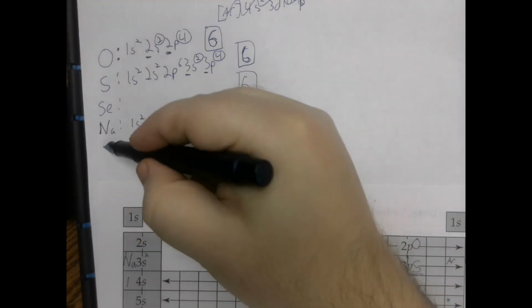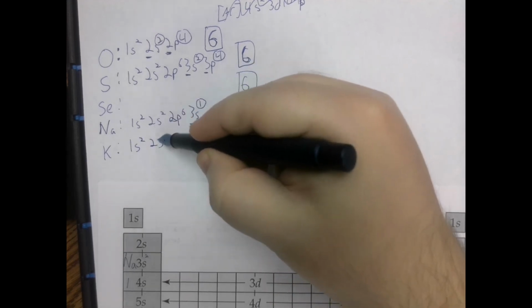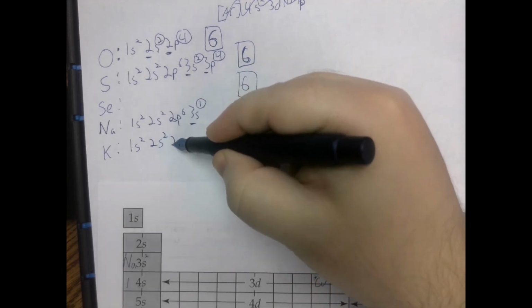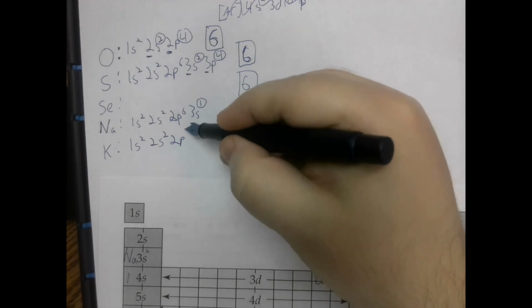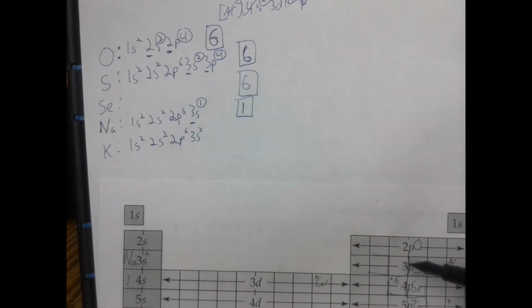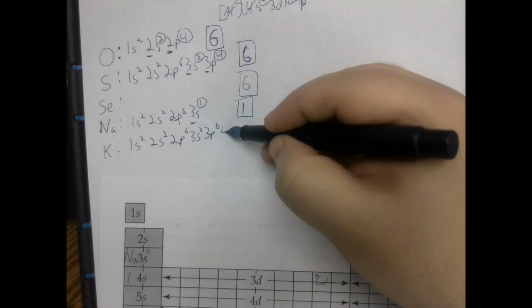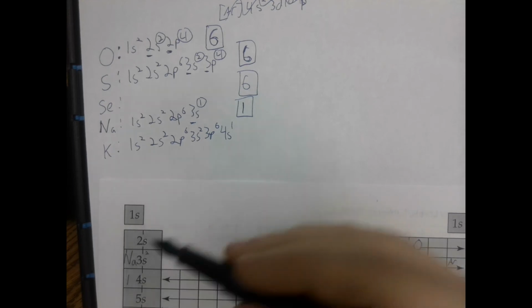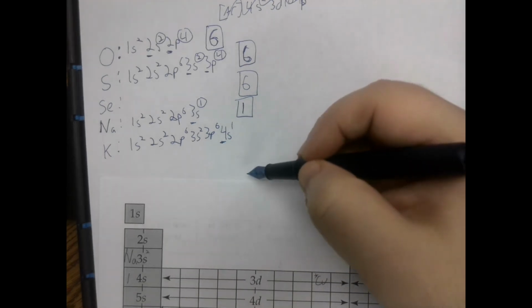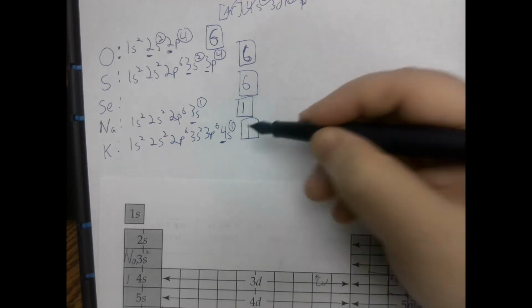Let's do potassium right below it. So 1s2, 2s2, 2p6, 3s2, come over here, 3p6, and it's 4s1. Highest energy level is 4, so we choose and add up all the 4s. There's only 1.